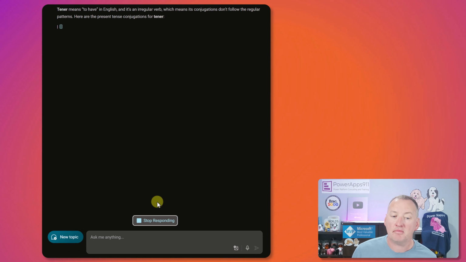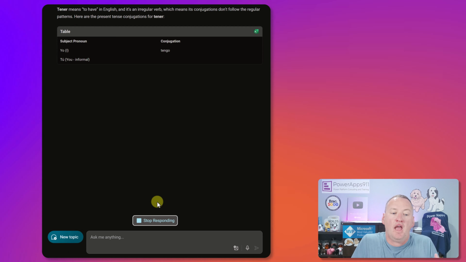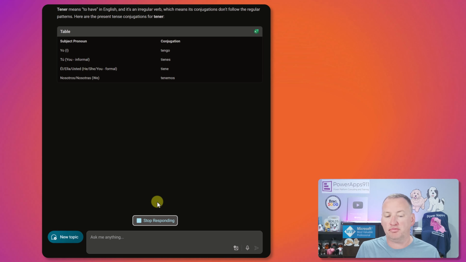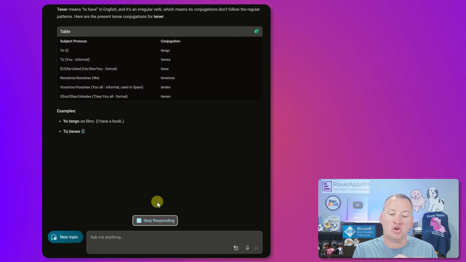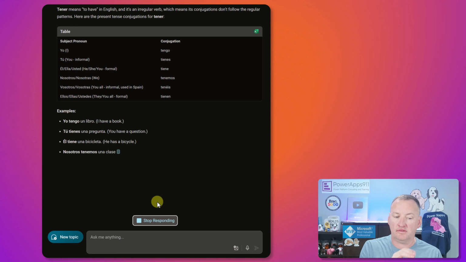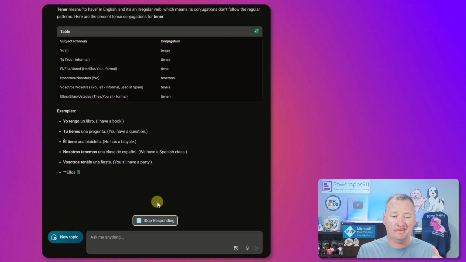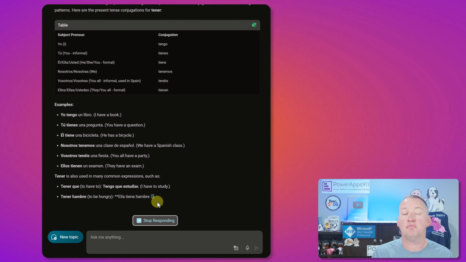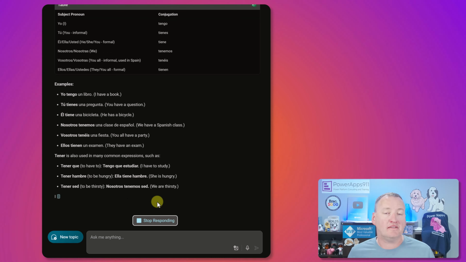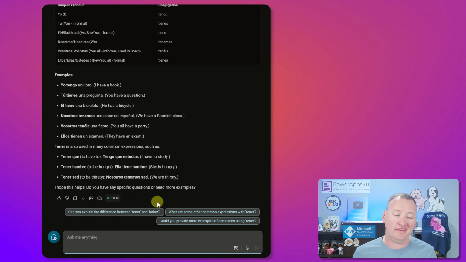So we hit enter. As you can imagine, all your AIs are pretty fluent. And so here you can see, right, tener means to have in English. And so like this might be the first piece, right? We're not going to dig into it, but I know when I was learning, I really struggled with the pronouns, right? The difference between I, you, informal, like all that.